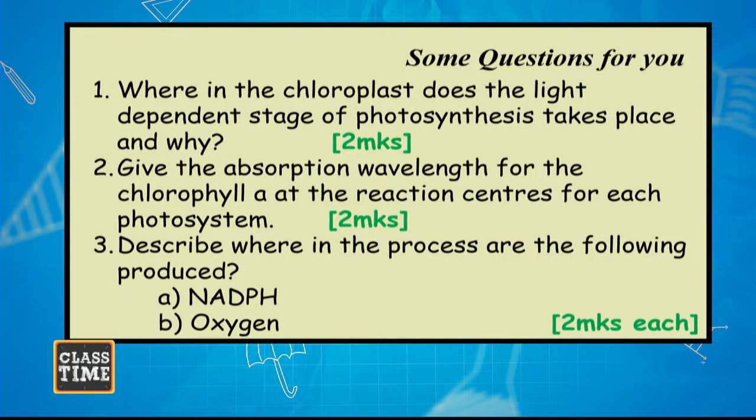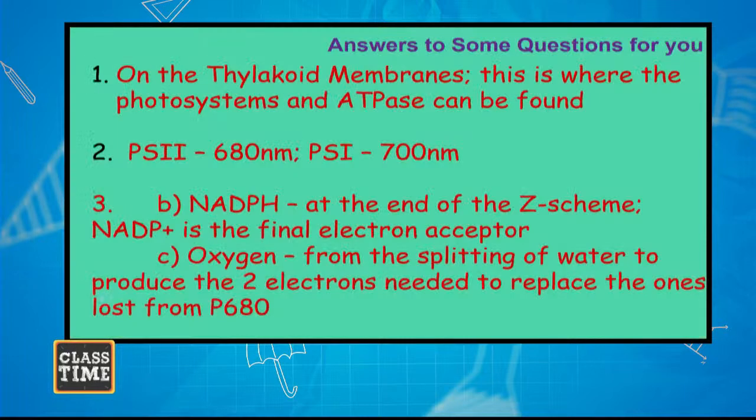Let's see. I hope you have your answers in mind. Let's see how close you came to them. All right. So the first question asks where the light-dependent stage takes place. You have it on the thylakoid membrane. This is where the photosystems and the ATPase can be found.